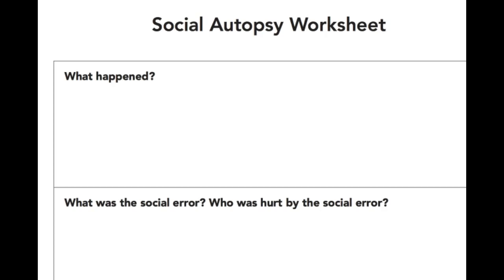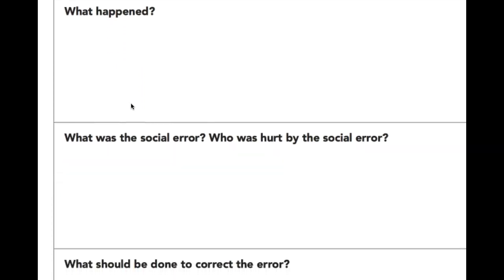All right, so here's an example. In the first part of the autopsy, you are the recorder. Sometimes if the child is older and has good written skills, I might make them write down what happened. So either they dictate to me what happened or they write it down, and you try to just put the facts down. Then we go back, and as we've talked through what happened, we look for the social error and who was hurt by the social error.